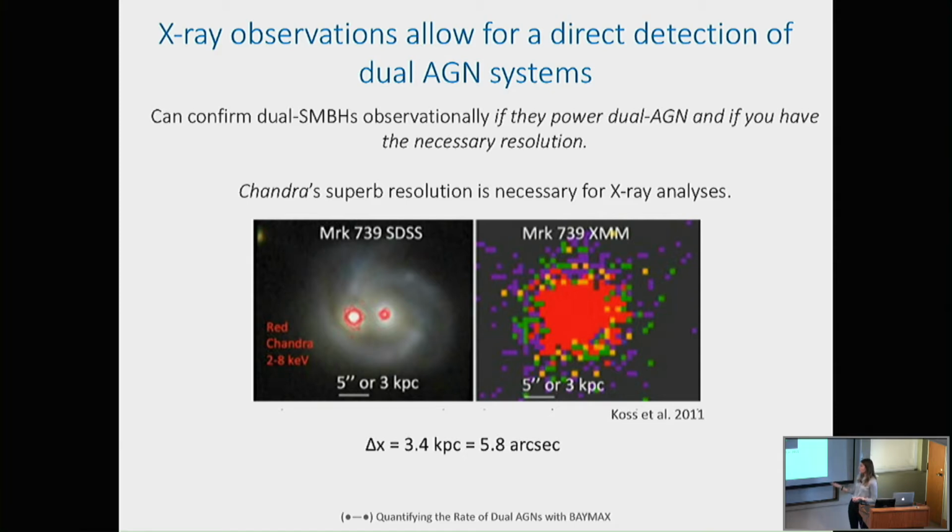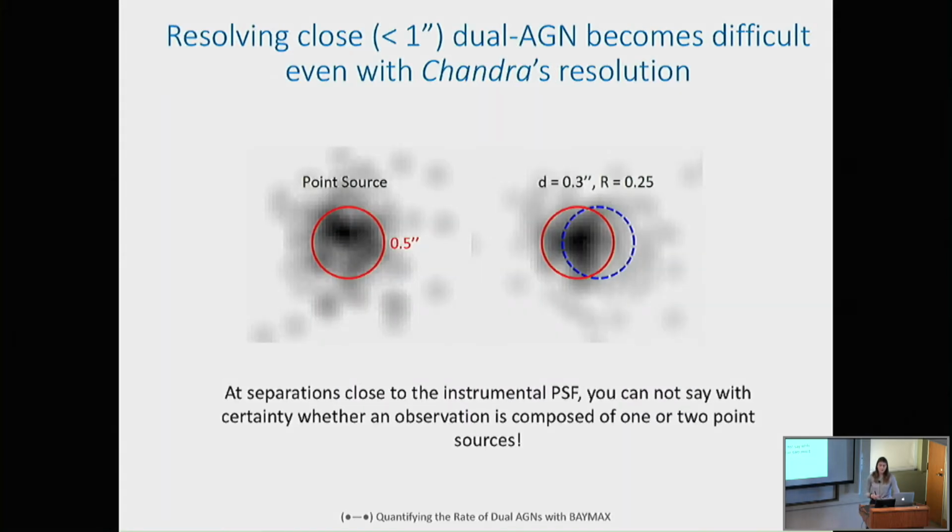That being said, Chandra was only able to find this source because the angular separation is around 6 arcseconds, which is much larger than Chandra's nominal resolution of an arcsecond or so. And so unfortunately, as the separation between your two AGN nears Chandra's instrumental PSF, which is around an arcsecond, it's going to become very difficult to detect them even with Chandra.